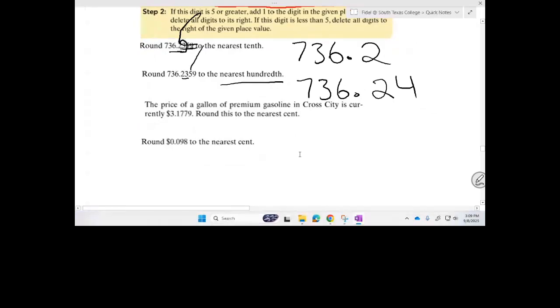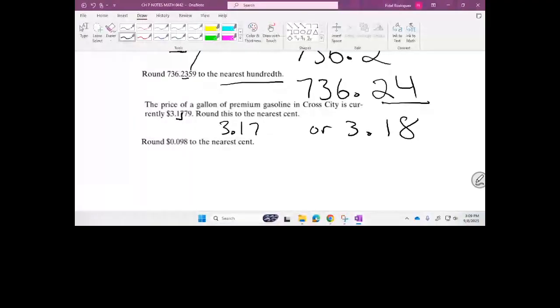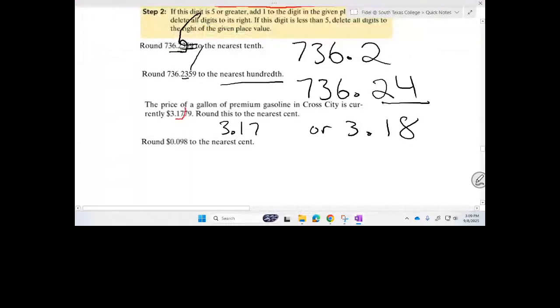It says the price of a gallon of premium gas is currently, and they give me all these numbers, round to the nearest cent. Y'all, cent means pennies, right? So when we talk about pennies, we got to have two decimal places. So what we want to do here is go to two decimal places, and we're going to ask ourselves, are we going to go with $3.17 or are we going to go with $3.18? So we want to round that 7 right there.